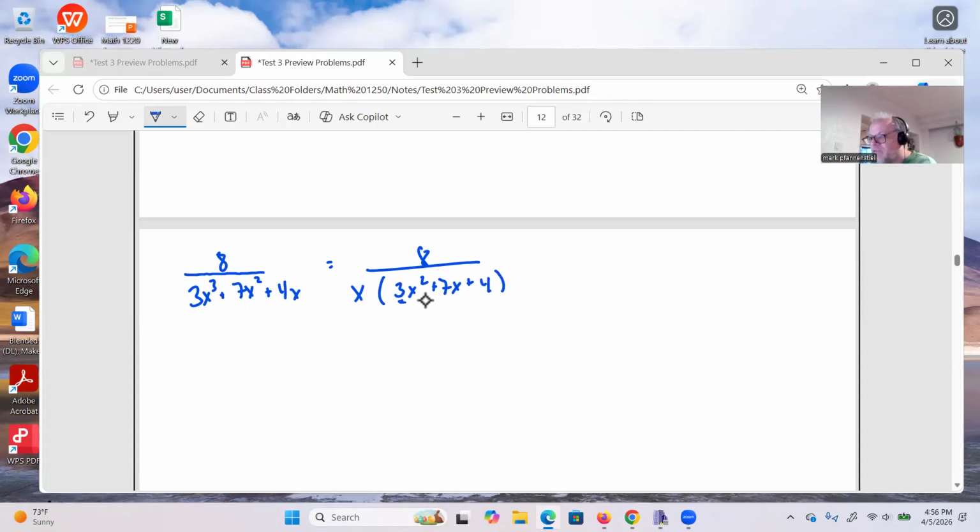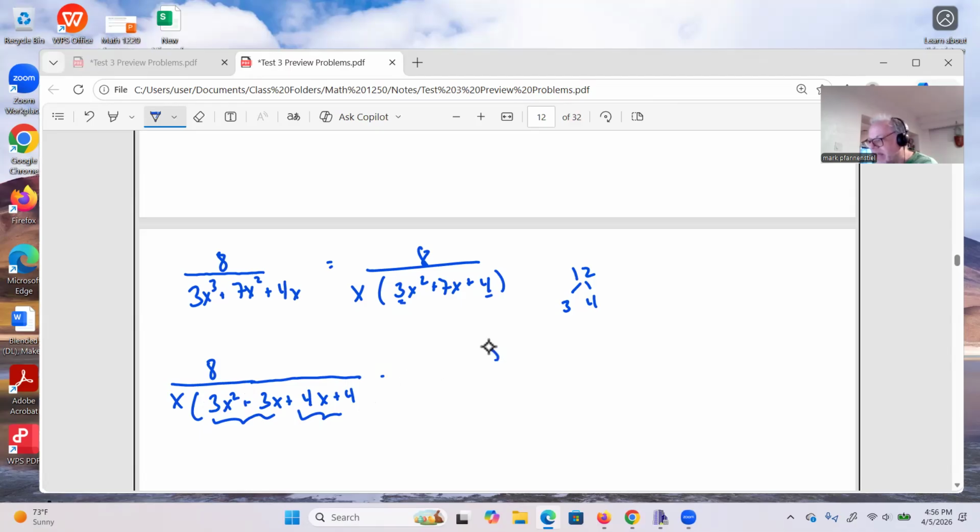Now we've got to factor this piece here using the AC method. 3 times 4 is 12. I need two things that multiply out to 12 but add up to 7. 3 and 4 ought to do the trick. So here we have 8 over x times 3x squared plus 3x plus 4x plus 4. Factor these two pieces by grouping.